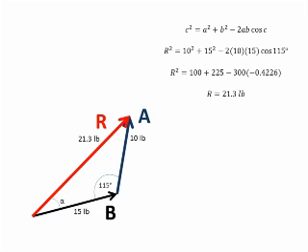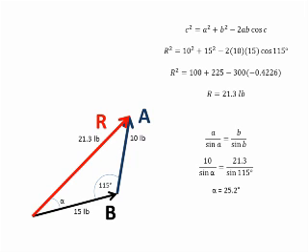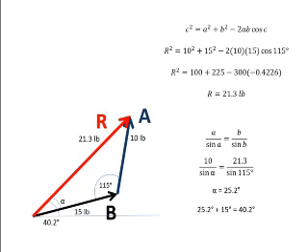With the law of sines, we can calculate the angle between vectors B and R and determine that angle to be 25.2 degrees. Adding that to the 15 degrees between vector B and the horizontal tells us that vector R is 40.2 degrees from the horizontal. We now have the magnitude and direction of the resultant vector when we added vector A to vector B.